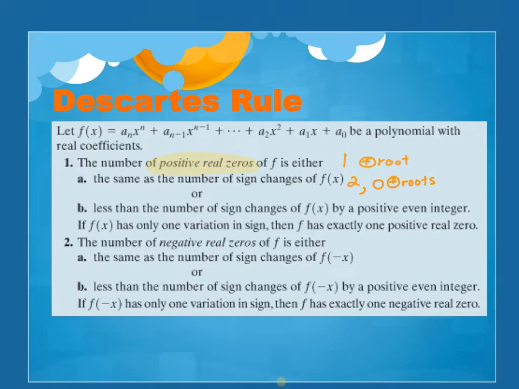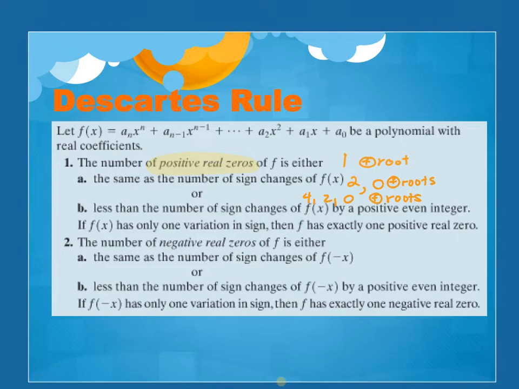If it was 4, it'd be 4 or 2 or 0, again, because they come in pairs. So if I count my sign changes and there's, I don't know, 10, that means there's either 10 or 8 or 6 or 4 or 2 or 0 positive roots.